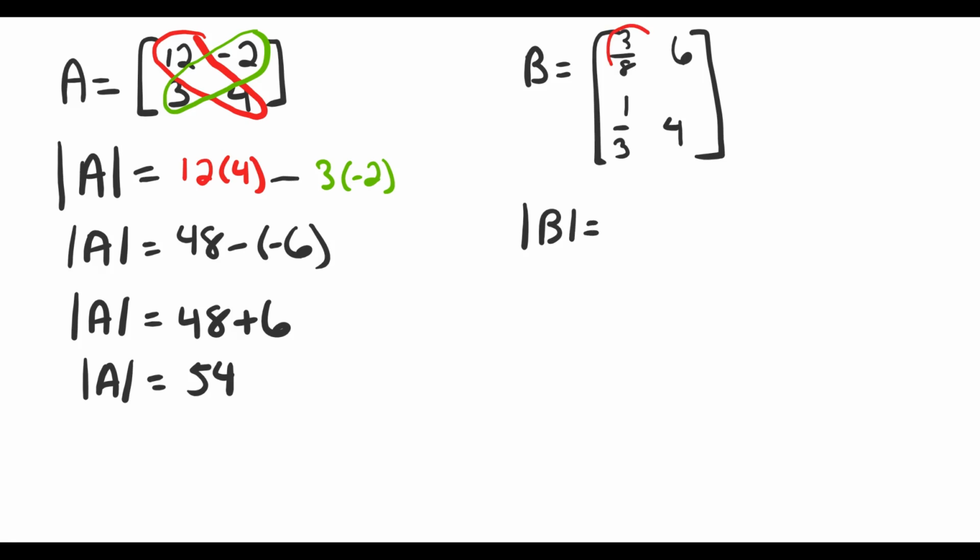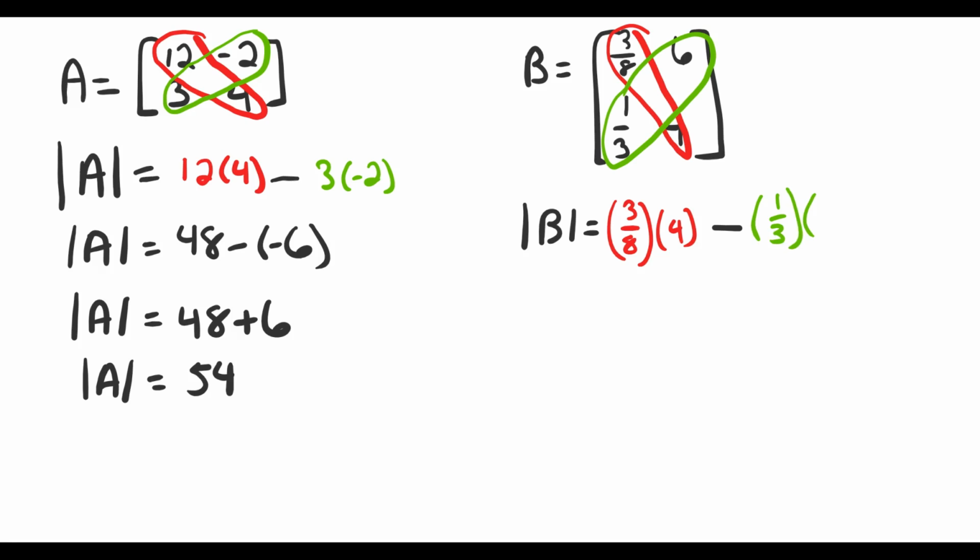Okay, so that's going to tell me I'm going to take 3/8 times 4. So 3/8 times a 4 minus my 1/3 times my 6. So 1/3 times a 6. So I get that the determinant of B is equal to 12/8, because remember I put that over 1 and just multiply straight across, minus, that should be a 1, 6/3. So I can simplify those.